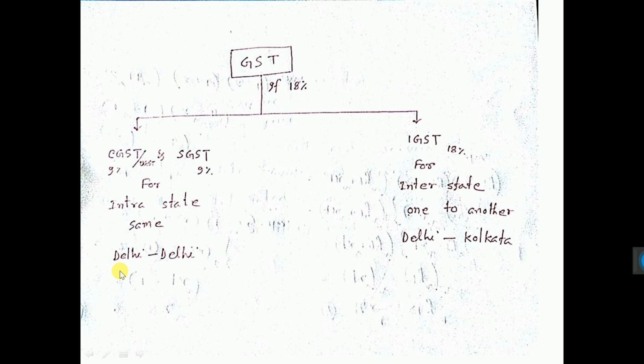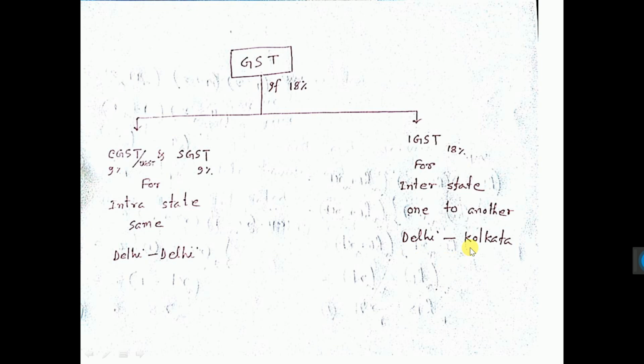Let's say you are purchasing from Calcutta and selling in Calcutta only, or you are purchasing from Calcutta and selling in Siliguri. That means in the same state you are purchasing and selling. In this situation we call it an intrastate transaction.